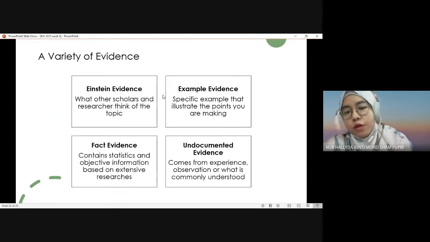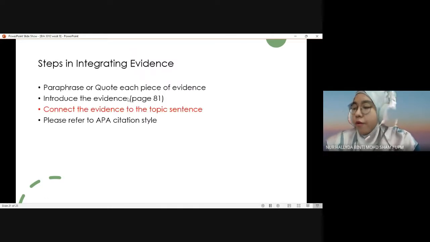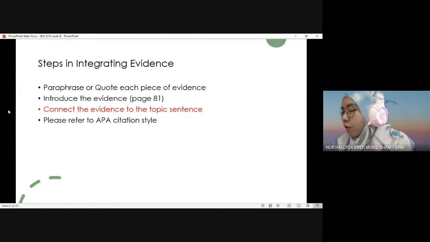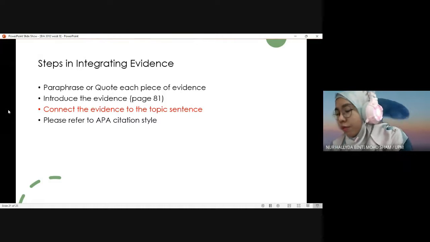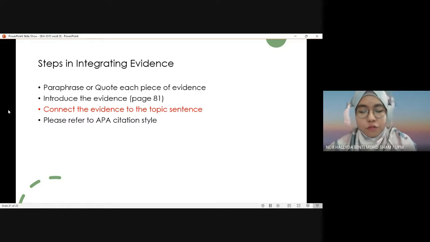Okay, when it comes to evidence, there are a variety of types of evidence. Let's go back a bit. Paraphrase or quote each piece of evidence. This is page 79. So when you quote, you can refer to page 79 in the textbook. When you quote, make sure you don't change its total meaning, its original meaning.